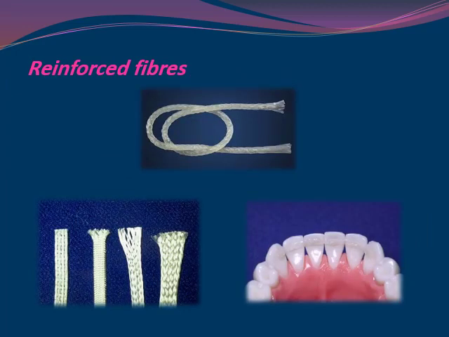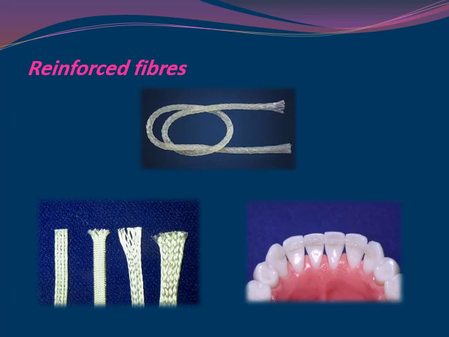Reinforced fibers. This is a type of fixed retainer that consists of a group of plastic fibers that consolidate with each other to form a plastic strip. This plastic strip consists of reinforced fibers of different shapes. This type of retainer is also bonded to the palatal or the lingual aspect of the anterior teeth.